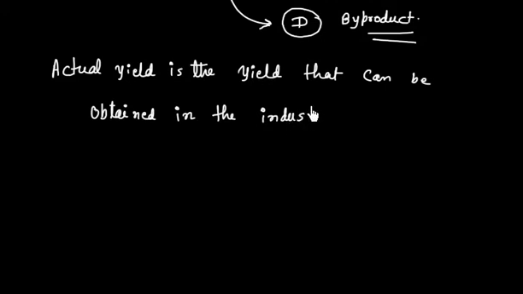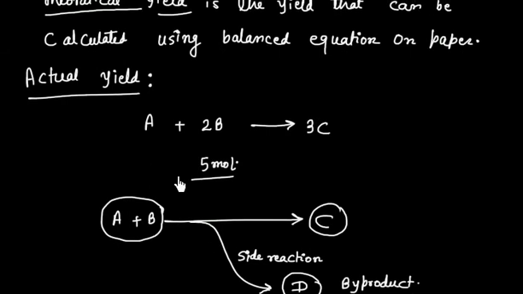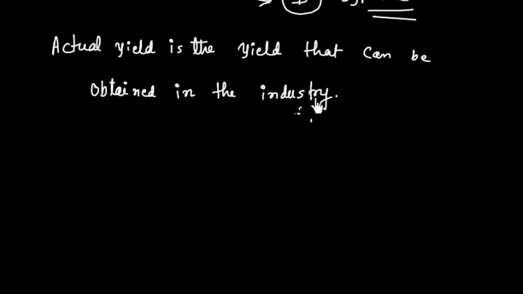Are you getting it? Let us say for this reaction, from experiment one finds that only 5 mole of C is formed. So 5 mole of C actually forms. So in this case, actual yield is 5 mole of C.